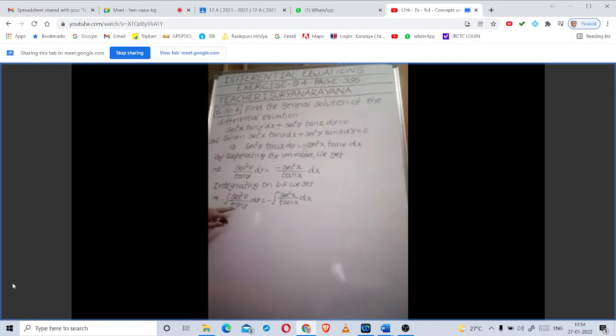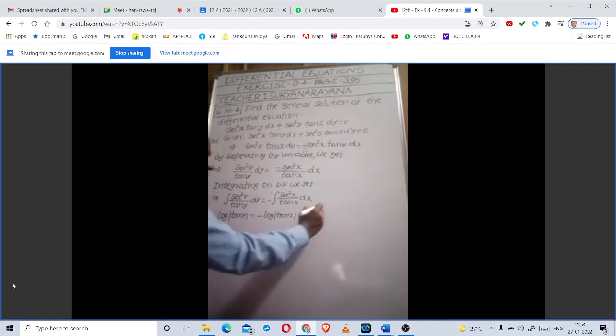Consider f of y as tan y. Then its derivative is secant square y. As are my children, d by dx of tan x is secant square x. So it is in the form of the integral of f dash x by f of x. Then what is the formula? Log mod f of x. So log mod tan y is equal to minus, here also we use the same integral formula, log mod tan x.